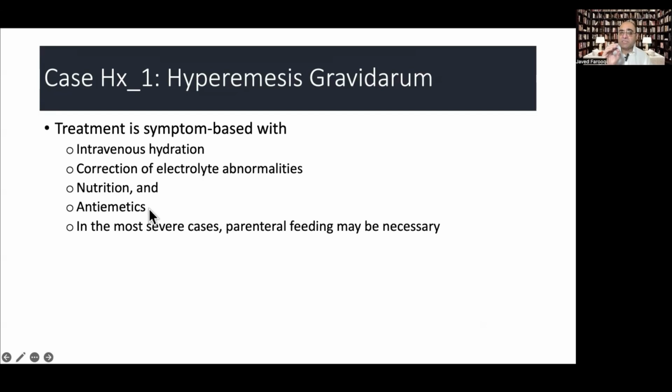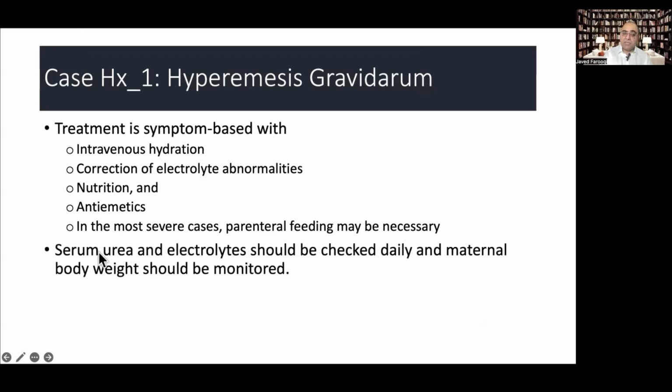Treatment is symptom-based: intravenous hydration, correction of electrolyte abnormalities, nutrition, and antiemetics. In the most severe cases, parenteral feeding may be necessary. Serum urea and electrolytes should be checked daily, and maternal body weight should be monitored.